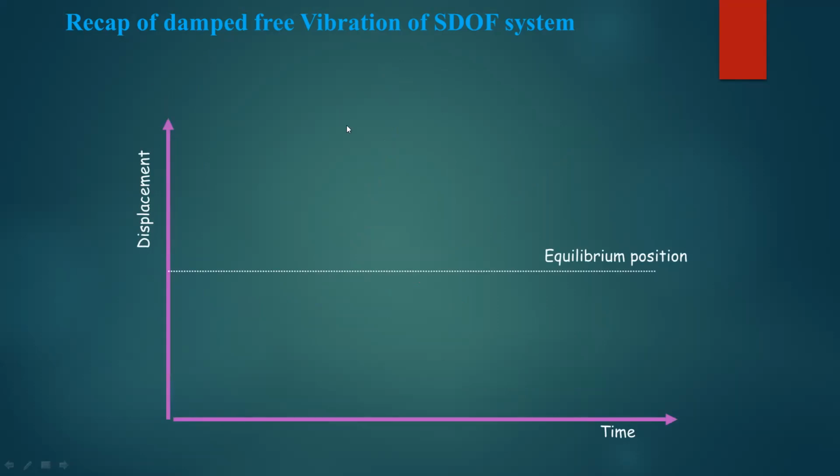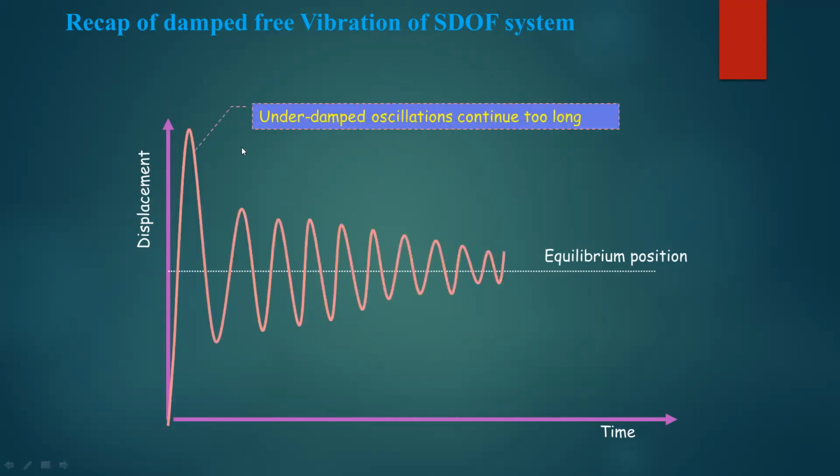Here we have the displacement axis and the time axis. Considering this as the equilibrium position, this is the way underdamped oscillation will perform. So this is the underdamped condition, which we discussed in the last class. When the damping is under, it oscillates like this, and finally it will decay with time.